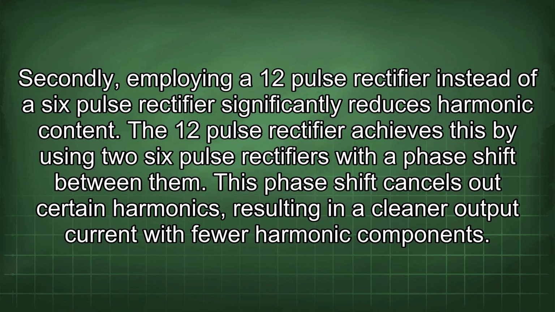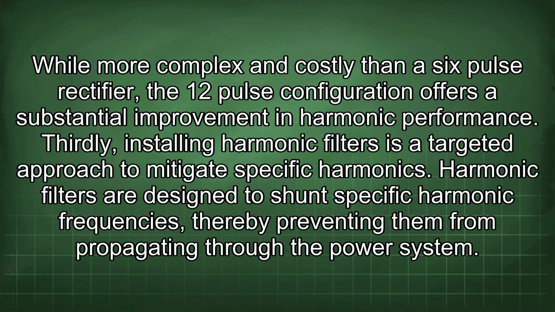This phase shift cancels out certain harmonics, resulting in a cleaner output current with fewer harmonic components. While more complex and costly than a 6-pulse rectifier, the 12-pulse configuration offers a substantial improvement in harmonic performance. Thirdly, installing harmonic filters is a targeted approach to mitigate specific harmonics.